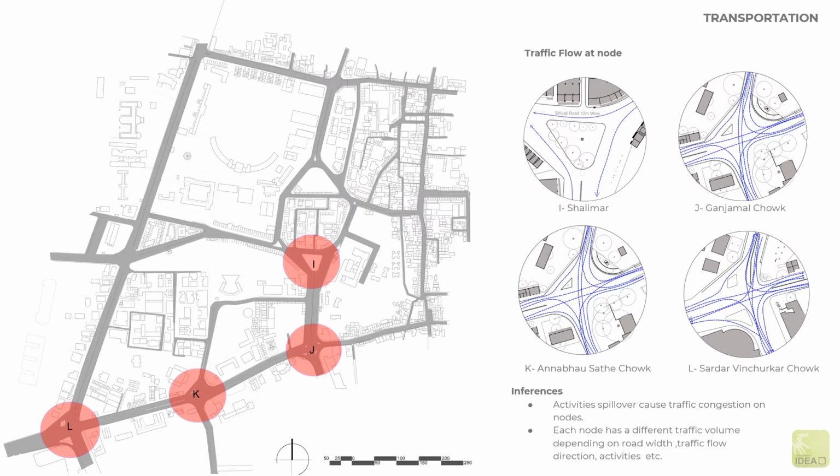Activities around nodes and traffic circulation collide with each other. Spillover of activities around nodes and road edges during festivals causes overcrowding, which disturbs traffic flow.